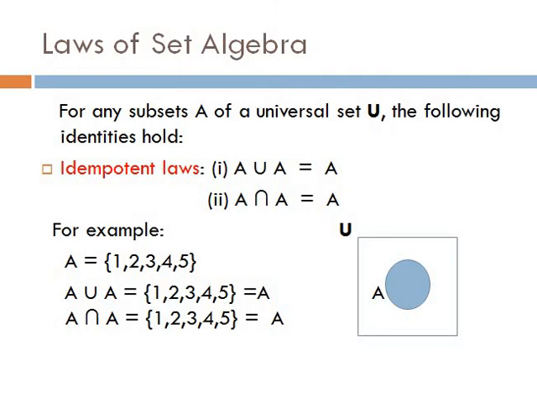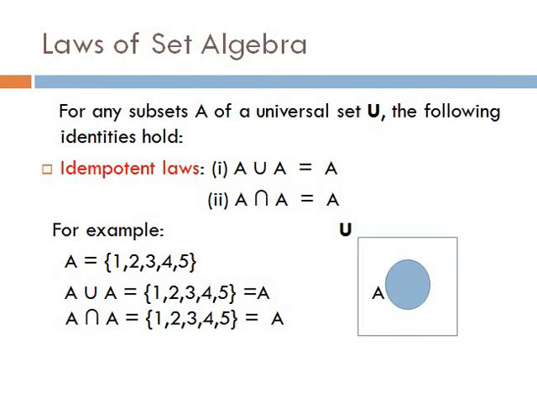First law is idempotent laws, that is A union A is equal to A and A intersection A is equal to A. In the Venn diagram, you can see if we draw a set A in the universal set U, then union with the same set A always represents the same set A, and intersection with A represents the same set A.